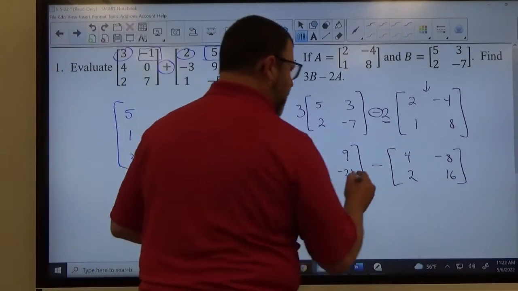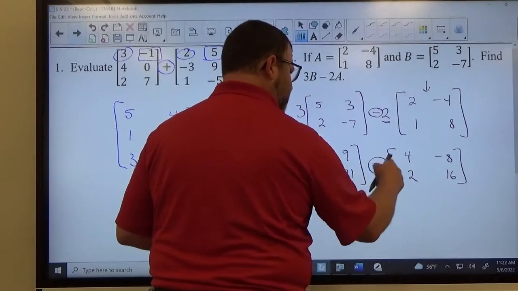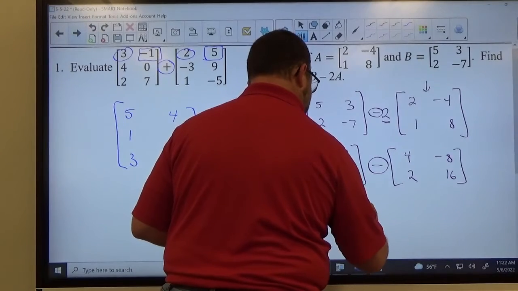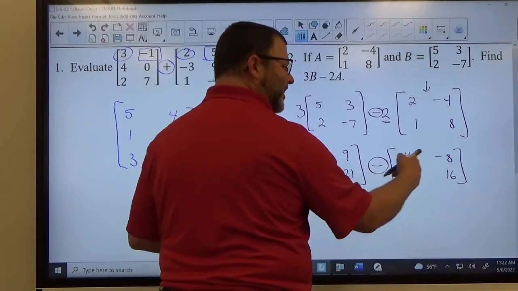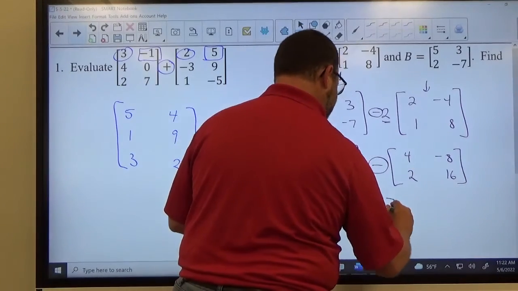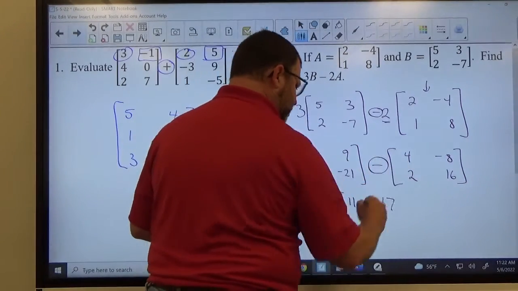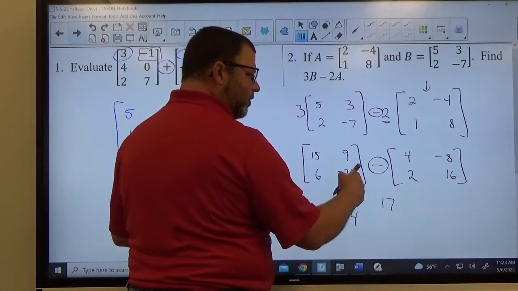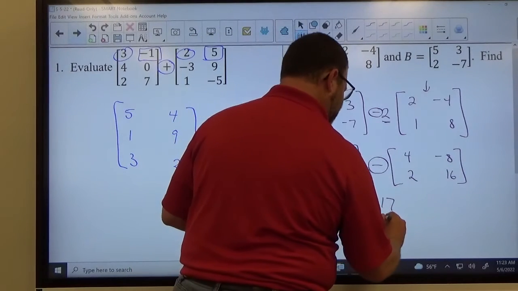So I'm going to have subtraction, so 15 minus 4 in the top left corner is going to be positive 11. 9 minus negative 8, so minus negative means plus. 9 plus 8 is 17. 6 minus 2 is 4. And negative 21 minus 16 is negative 37.